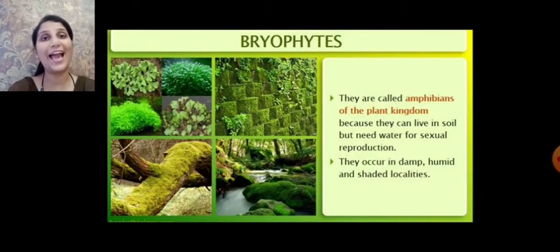They are called the amphibians of the plant kingdom. We know amphibians are those organisms which can live both on land and in water, and they are called amphibians because they can live in soil, but they require water for sexual reproduction. So they cannot completely live in a dry environment. They are always seen in damp, humid, and shaded localities.